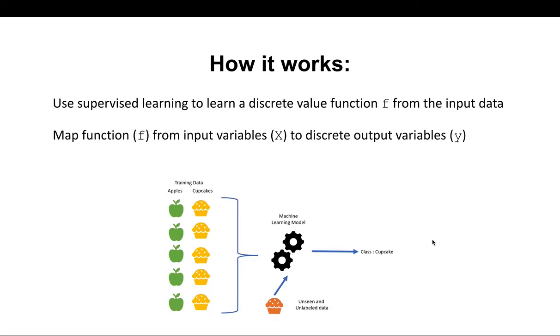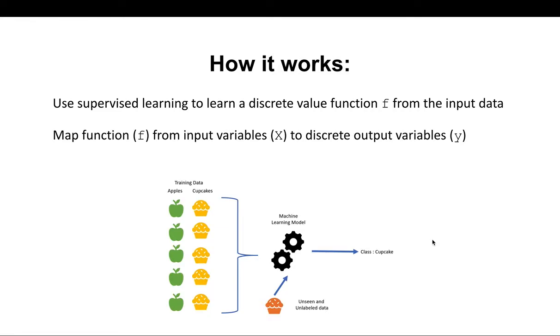How does a machine learning classifier work? A machine learning classifier uses supervised learning to learn a discrete value function f from the input data. To really break this down, what's going on here is that supervised learning, like always, works on trained and labeled examples. What's a labeled example?